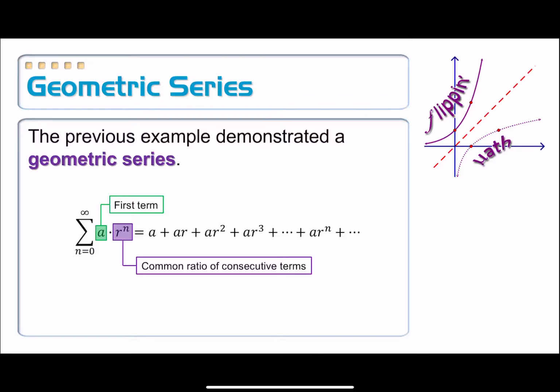Geometric just means they have a common ratio. You're multiplying each term by something in order to get the next term. In the previous one, our common ratio was a half. We were multiplying by half each time. I took 1, took half of it, got a half. Took half of that, got a fourth, and so on. It was a geometric series.